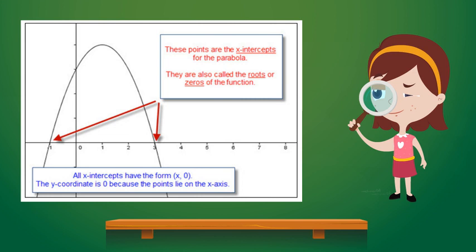The points where the parabola crosses the x-axis are called the x-intercepts. However, they're also called the roots or zeros of the function. All x-intercepts have the form (x, 0). The y-coordinate is 0 because the point lies on the x-axis.